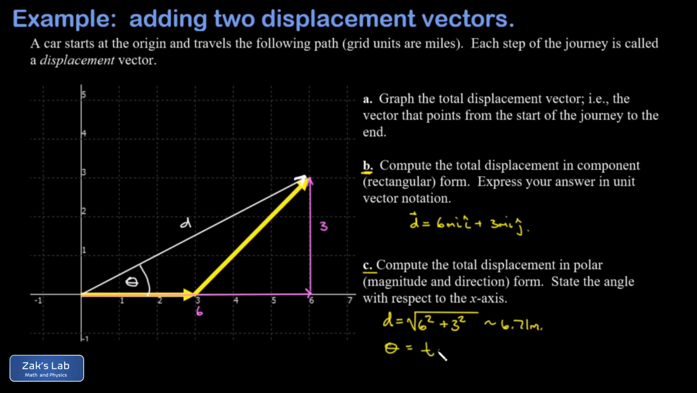The angle is given by an inverse tangent. The angle whose tangent is 3/6, and I get 26.6 degrees for that. So we could say that the displacement for the car is 6.71 miles, 26.6 degrees north of east.